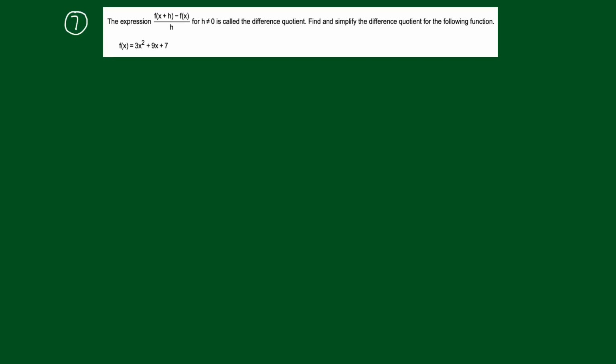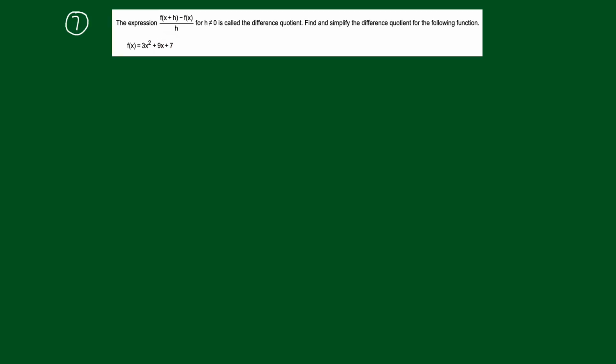I think this problem is like the last two, but worded differently. Here's what it says. This expression right here, h not equal to 0, this is called a difference quotient, right? Difference and a quotient. Now, what we're going to do is find and simplify this difference quotient for this quadratic function. So I'm going to write the function f of x equals 3x squared plus 9x plus 7, and I want to construct and simplify this difference quotient. F of x plus h, and then subtract f of x itself, divide the whole thing by h.